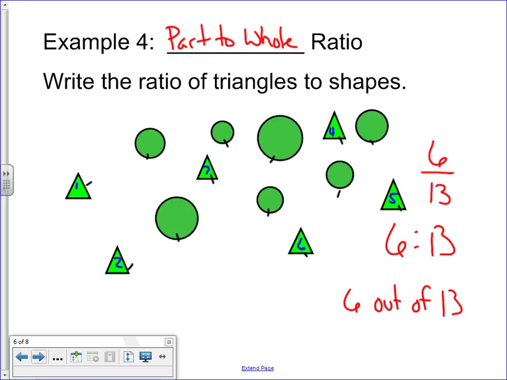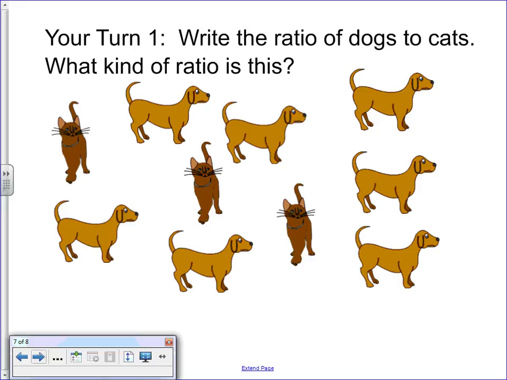So it's really easy. A lot of this is just basically making sure, A, you can count, B, you can put them in order, and C, you remember which way to write them using a fraction, using a colon, or using words. So you try one. Here's a picture for you. I want you to write all 3 types of ratios of dogs to cats. And then I want you to tell me what kind of ratio you've written, whether it's part to part or part to whole. So go ahead and pause the video, take some time, write the ratio all 3 ways, write down what kind of ratio it is, whether it's part to part or part to whole, and then hit play to see how you did.